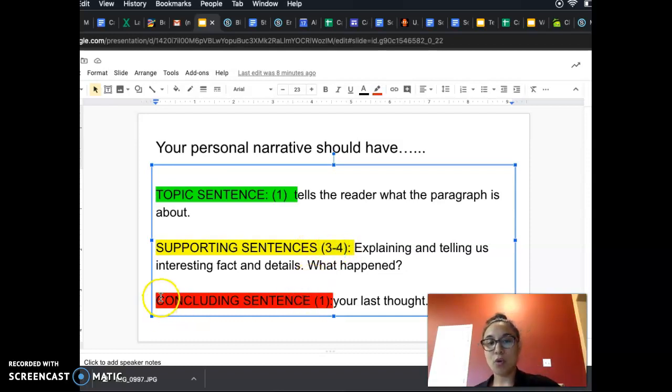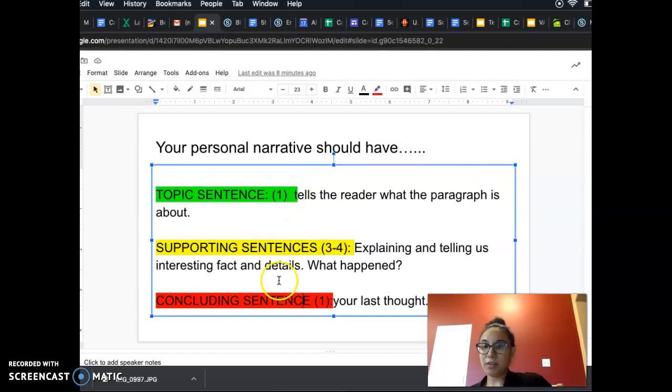And then your concluding sentence. Your concluding sentence is in red because this means that you're going to what? Stop, okay? You're finished with your paragraph, and so now you're going to put your last thought and stop the paragraph. You're finished with it, okay?